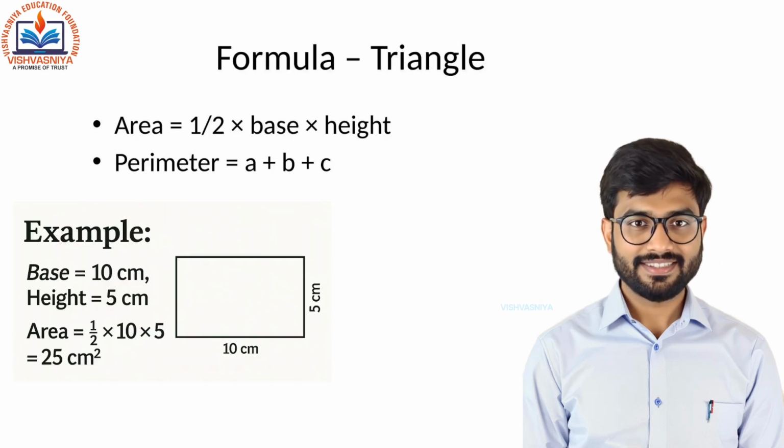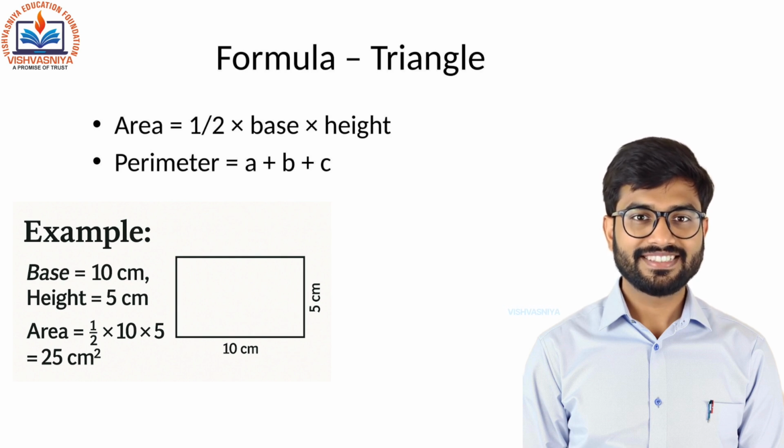Now, the triangle. Formula for area is equal to 1 by 2 times base times height. Sir, what if the height is not given?